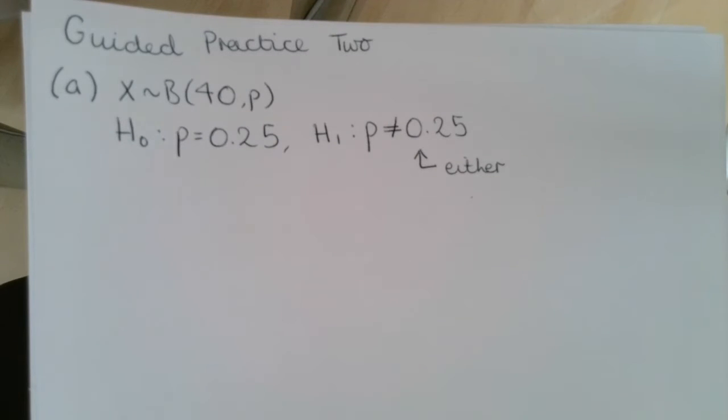Our next example is looking at a two-tailed test. So in this case, there are going to be two critical regions. We're going to find two critical values.